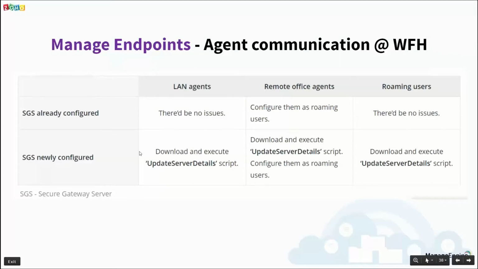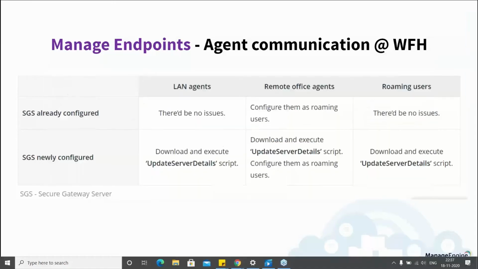In case I'm configuring a secure gateway server new to my infrastructure, then even though it's a LAN agent or a roaming agent, if the laptop or desktop is in the end user's home, they will not be able to get the patches or software because they are in a different network. In this case, we have a BAT in which you feed the new server IP, either the public FQDN or a public IP, and run it on each and every machine, so that the client will use that particular server IP and get access to the Desktop Central server the next time to get the patches and software.